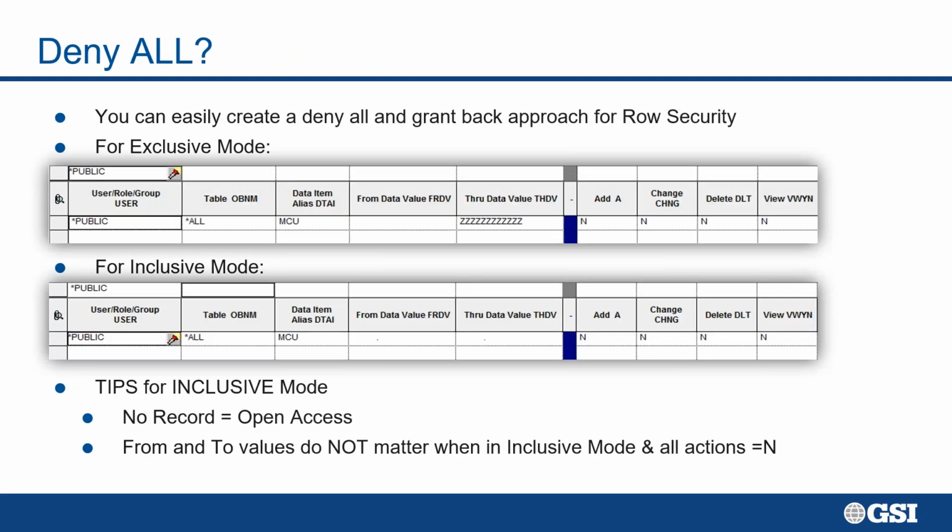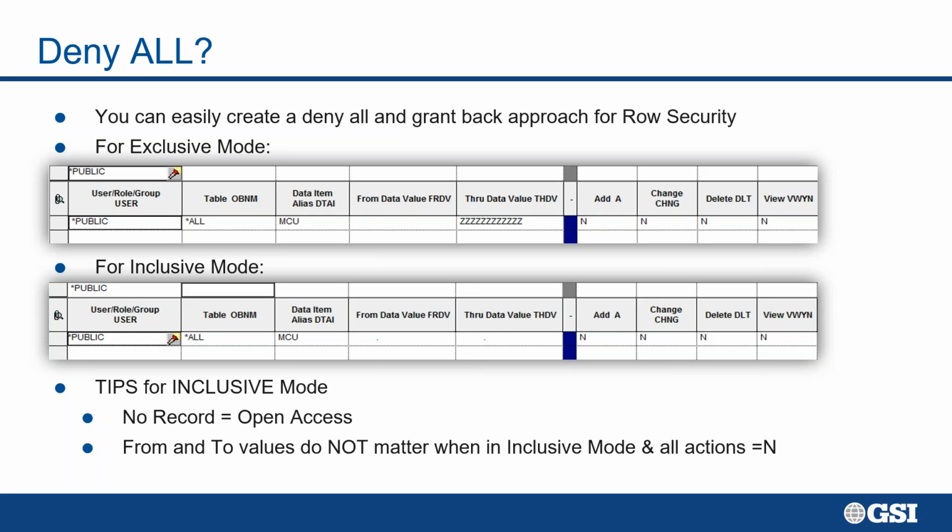All right, we talked a minute ago about using star public to potentially deny or grant all. Denying all can be done, just like what our security team here at GSI recommends for your functional roles, which is to have job-based roles, process-based versus job-based, where you're granting a transaction or an individual process. You can do that with row security.